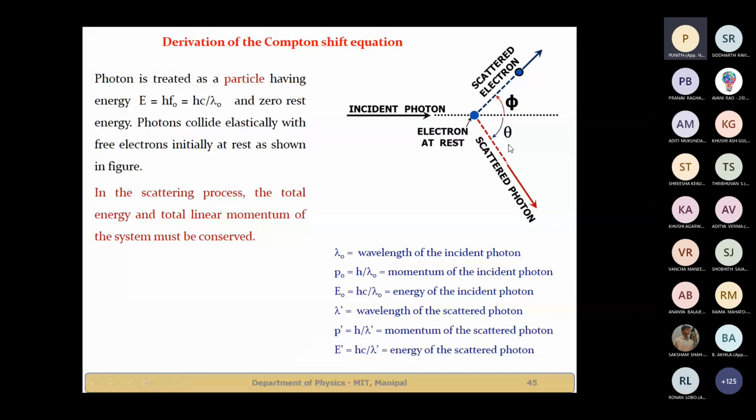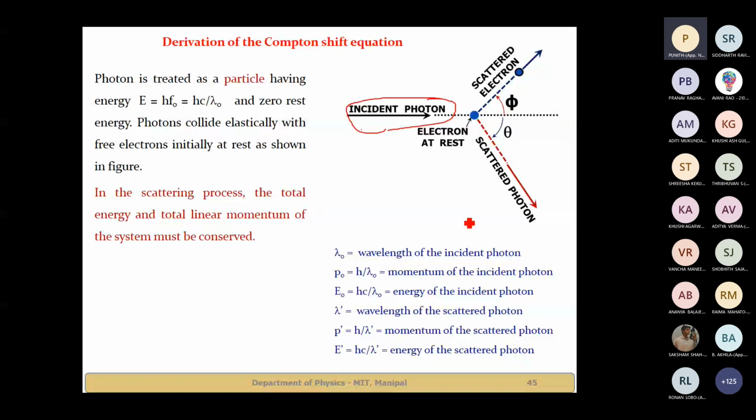This process happens when short wavelength radiation such as X-rays or gamma ray photons are incident. Here we treat this process as a collision between two particles. We have already seen in the experiment that the experimental observations can be explained only if you treat this as a particle-particle interaction. The two particles here are the photon and the electron.